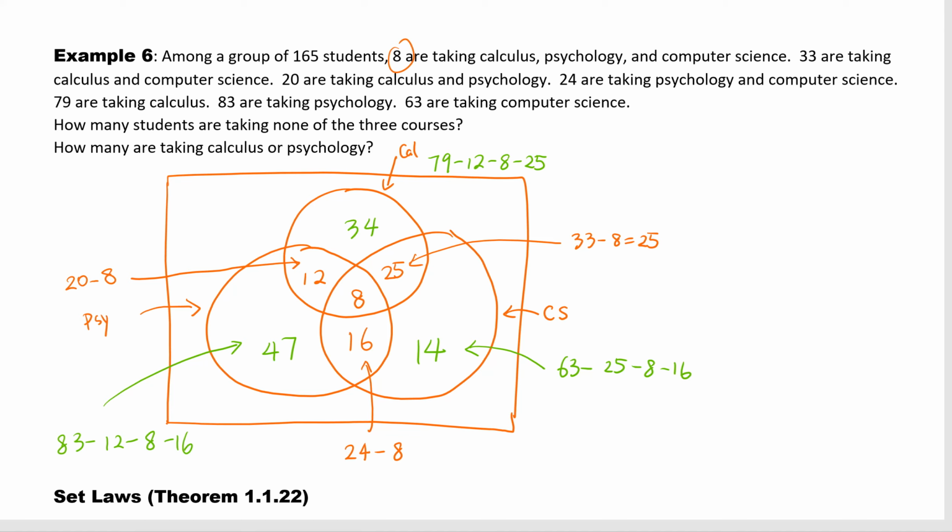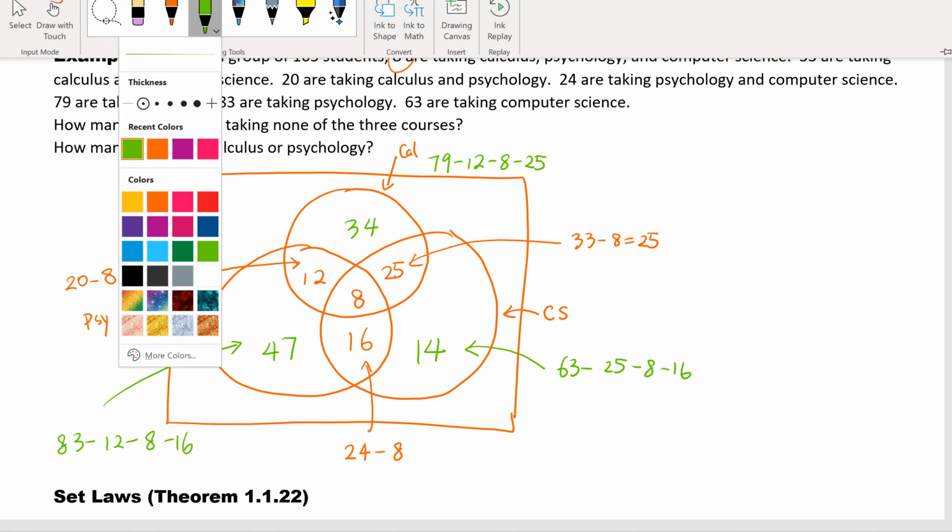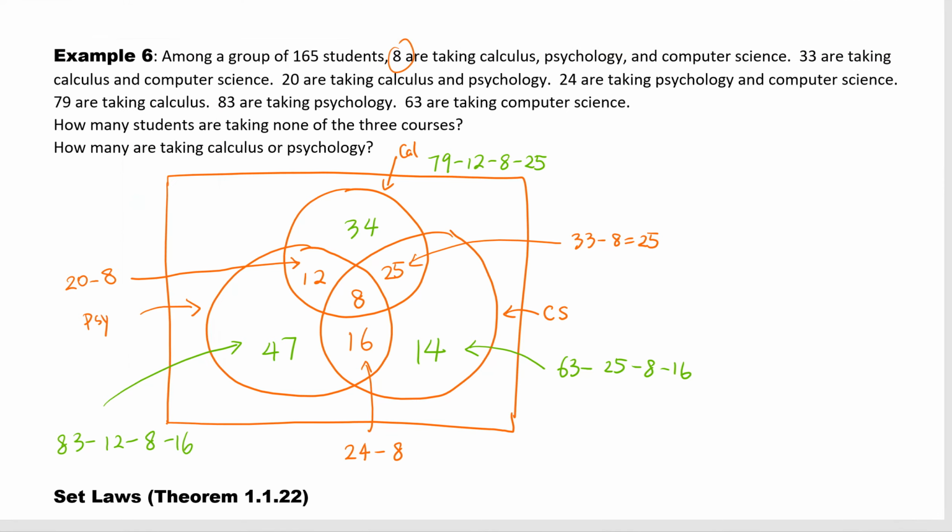Okay, finally. We still have one region that we haven't figured out. What is it? Well, that is the region outside of those 3 circles. So it represents the students taking none of the 3 courses. Remember the total number of students is 165. So we use 165 to subtract all the numbers that show up in those regions we already found.